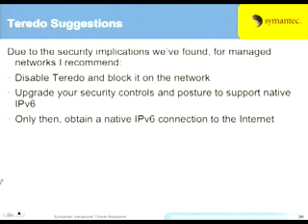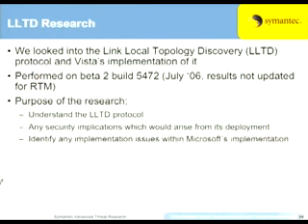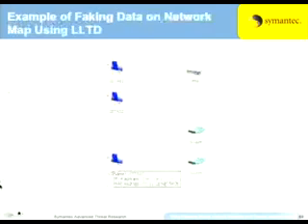My suggestion is that, due to these security implications we found, for managed networks I recommend you disable Teredo and block it on your network. Upgrade your security controls and postures to support native IPv6, and only then obtain an IPv6 connection, a native one, to the internet. And there's no way I have time for 6to4 here. If you look at the slides, which I think will be available, it's present there.